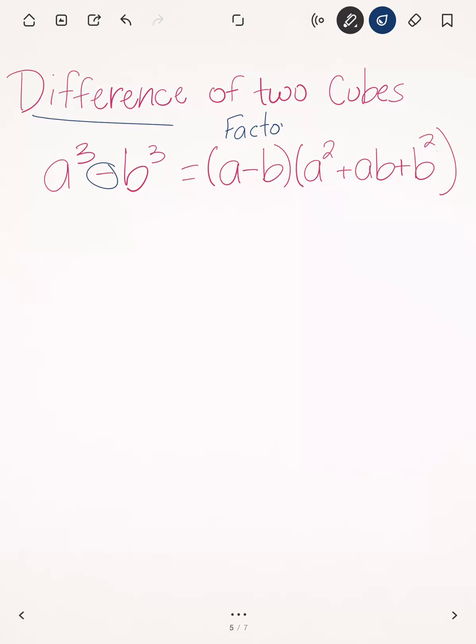This is, again, very similar to a sum of cubes. The only difference is the signs. Now it goes minus, plus, plus. So let's start off with an easy-ish example.